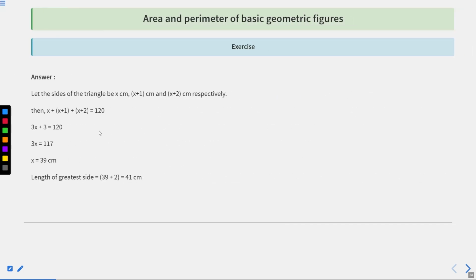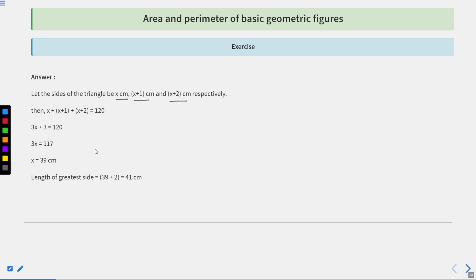So we assume that one of the sides of the triangle be x centimeter, and since these are consecutive, the other will be x plus 1, and the third one will be x plus 2. Since the perimeter is known, we will directly take the sum of these sides, x plus x plus 1 plus x plus 2, and it will be 120. If I simplify it, we will have 3x plus 3 equal to 120. 3x will be 117 and x equal to 39 centimeters. So the value of x is obtained here.